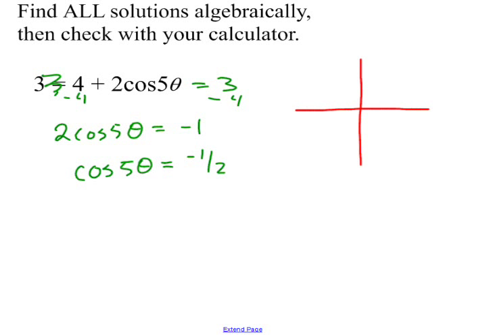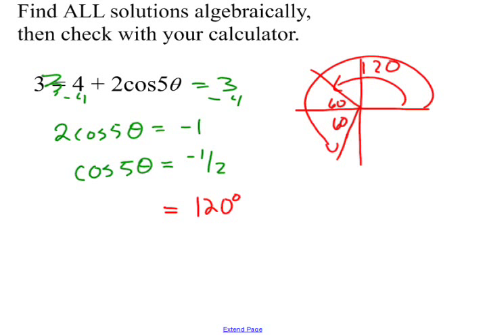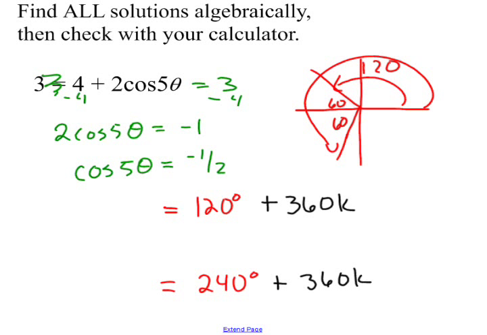Hopefully we're talking to ourselves about our exact values. We know we should be in these two quadrants because cosine, the second and the third, cosine is negative there. And so hopefully you're saying to yourself, oh, well, that's going to be a 60-degree angle here and a 60-degree angle here. So I'm looking at 120 degrees, and I'm looking at 240 degrees. All right, but then again, because we can go around the circle infinitely many times, we add the multiple 360k to it so that it gets all the solutions.